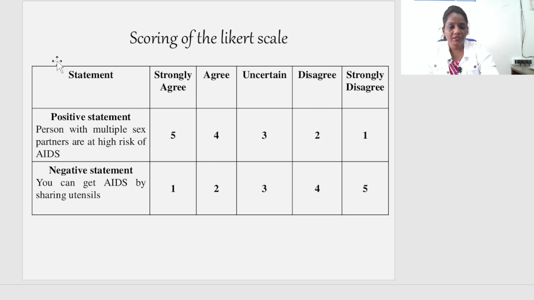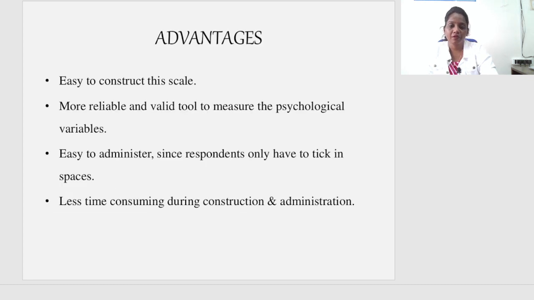And the statements: positive statements will start with the highest score, 5 to 1. For example, a person with multiple sex partners is at high risk of AIDS. This is a positive statement. Yes, strongly agree, uncertain, I am not deciding, disagree, and strongly disagree. Whereas a negative statement is, you can get AIDS by sharing utensils. It is a completely wrong statement. So it will come from 1 to 5.